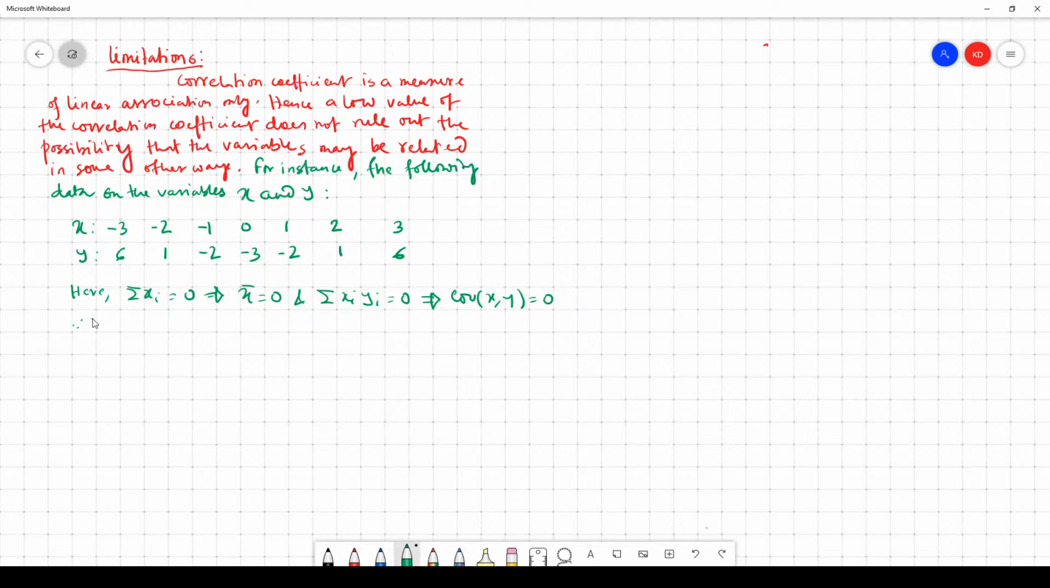Therefore, Rxy equal to 0. But here, y equal to x square minus 3. That is a perfect nonlinear relationship that exists between the variables.